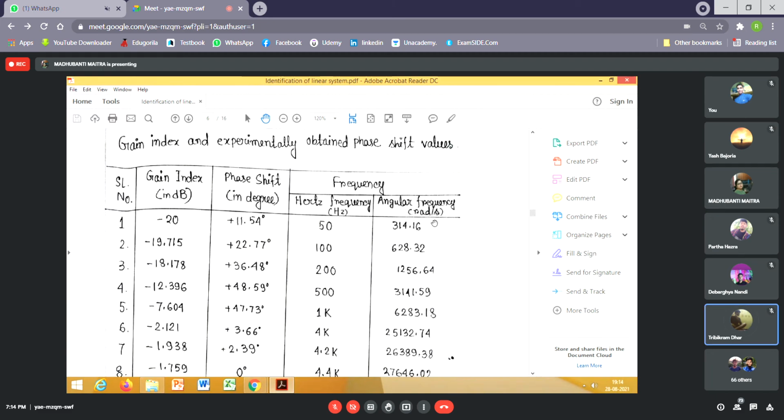Clear, ma'am. The next column is going to be your gain. This index part should not be there, it's not correct. The gain in dB. So as I said, 20 log 2b by 2a, 2b values for each frequency. So 2b values are given, 2c values are given, 2a values are given. And the next column will be phase shift in degree.